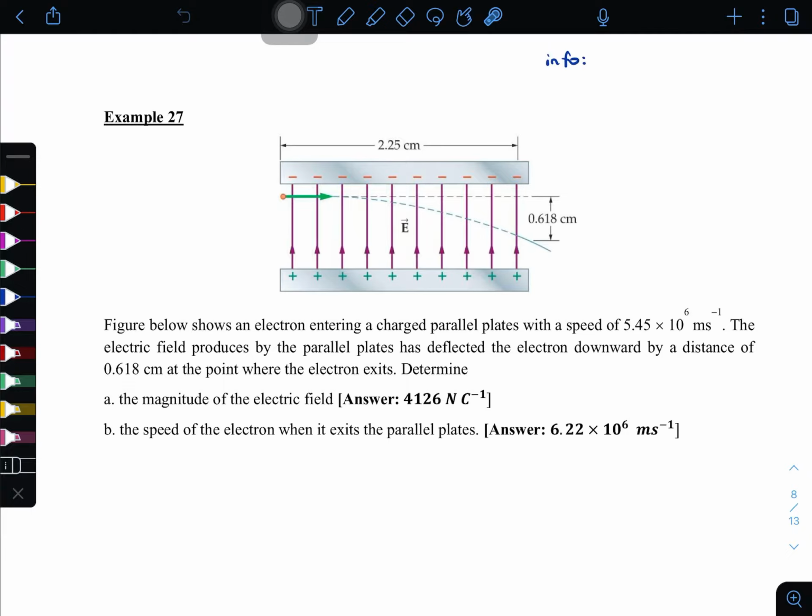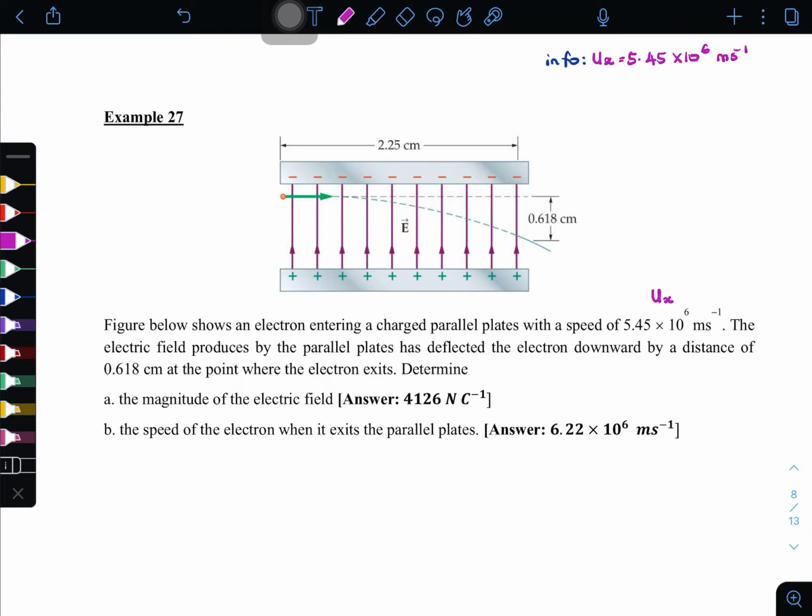So if you see, this example is obviously the case number 2, because as you can see from the figure given, the electron is deflected and it makes a parabolic path. Okay, so first things first, we extract all the info given. It said that the electron enters the plate with a speed of 5.45 × 10^6. As we know that this is the entering speed, this is ux. So ux equals 5.45 × 10^6 meter per second.